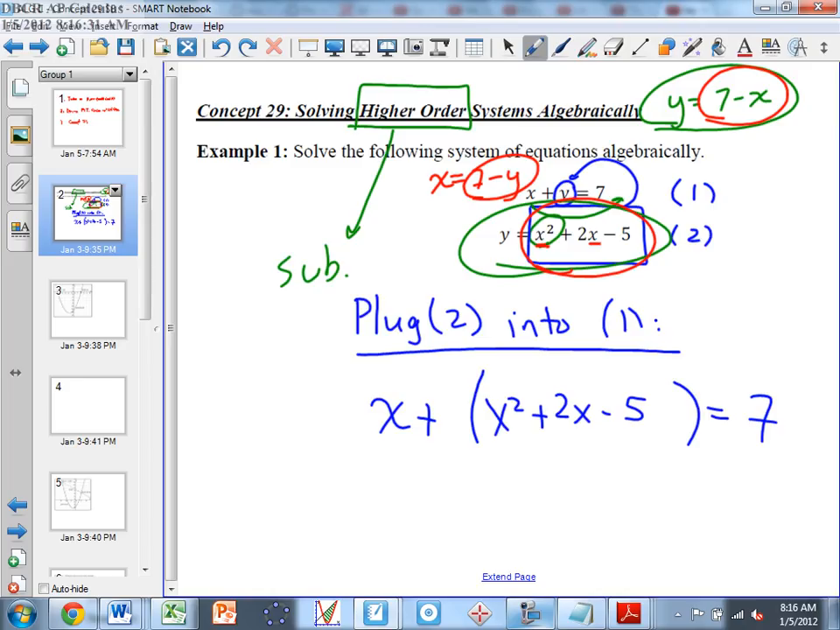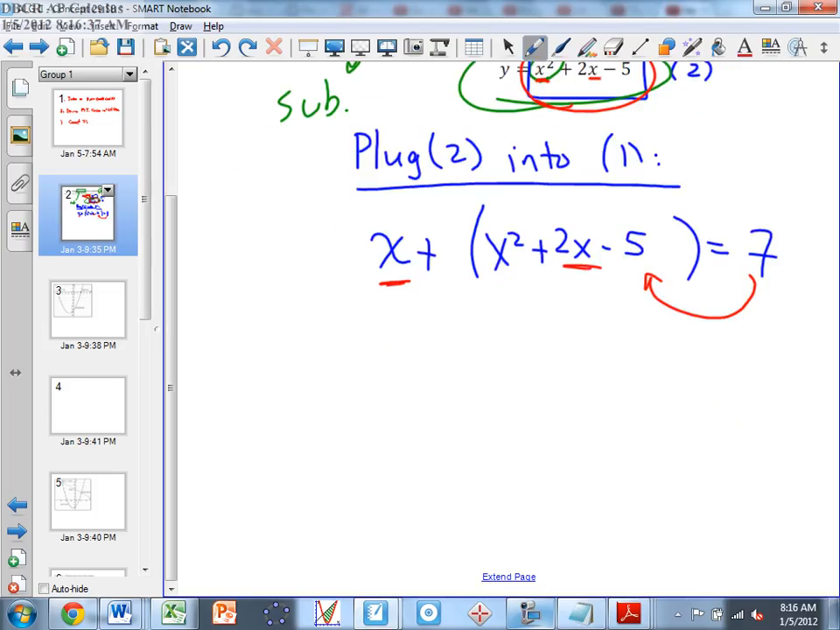Here, just collect terms. The only like terms are x and 2x. I want to move this 7 over here also. So when I do that, I'm going to still have an x squared. How many x's am I going to have now? 3x. And then what's the end term going to be? Minus 12. Okay, be careful, guys. Again, how do you get rid of the 7? Subtract 7. Negative 5 minus 7 is negative 12.